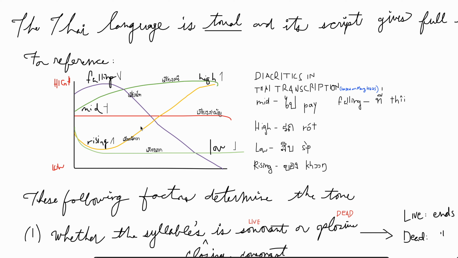But first off, we're gonna go over this little tone map right here, this little graph that shows all the tones in Thai. And by Thai, I mean Central Thai, the standardized Thai that is spoken by people in Krungthep, the capital, Bangkok. There are five different tones in the Thai language: mid, high, low, rising, and falling.